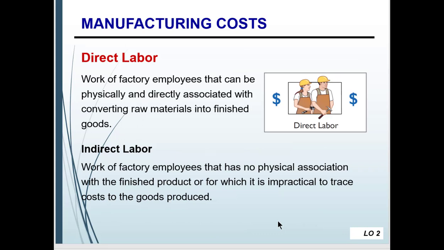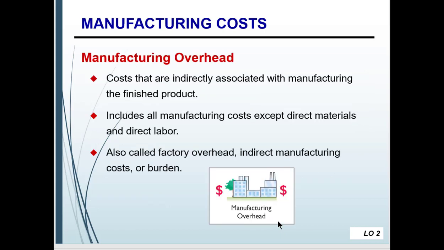Labor is another way. We're going to have direct labor. These are the folks that are physically producing the product. These are the people that are cutting the wood, constructing the piece of furniture, painting the piece of furniture. That's direct labor. Indirect labor is any other kind of factory employee that has no physical association with the finished product. This is going to be things like salaries, the plant manager, some of the foremen. Even though they're part of the production process, they are not part of the physical production process.